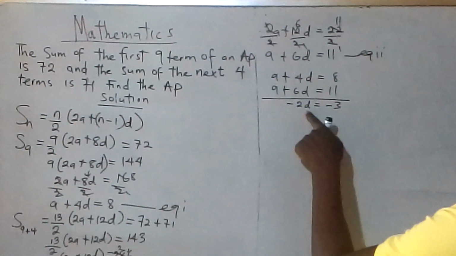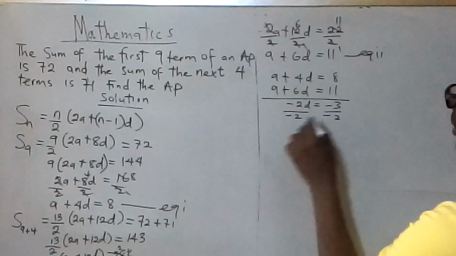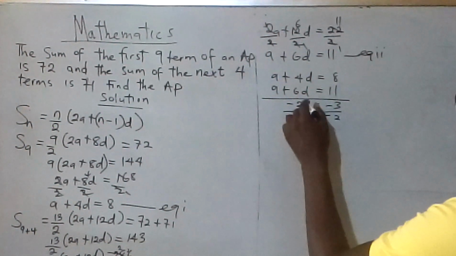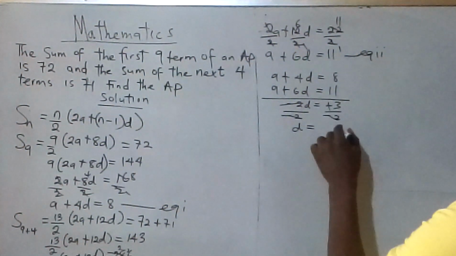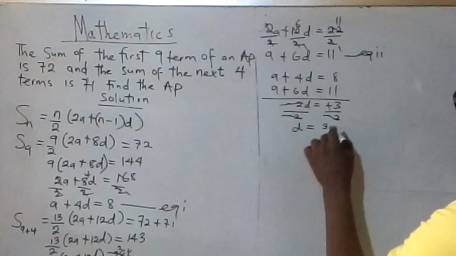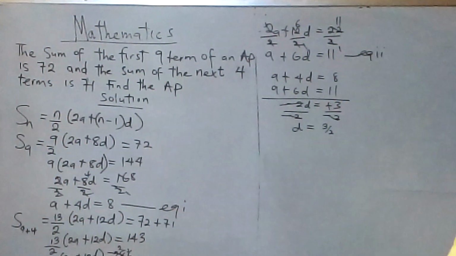So to get our d, we divide all through by minus 2, such that this will cancel this. Our d, therefore, will be 3 over 2. So we have found our common difference.